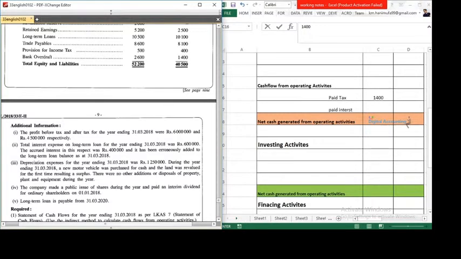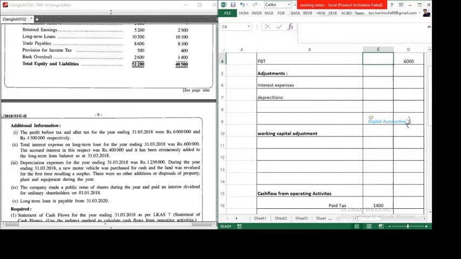The 600 is the actual amount that is included in the income statement, 600 as a cost. So we need to add back that cost in the interest. Here the interest expense is 600. We need to adjust here the actual paid value, right here, the actual paid value.